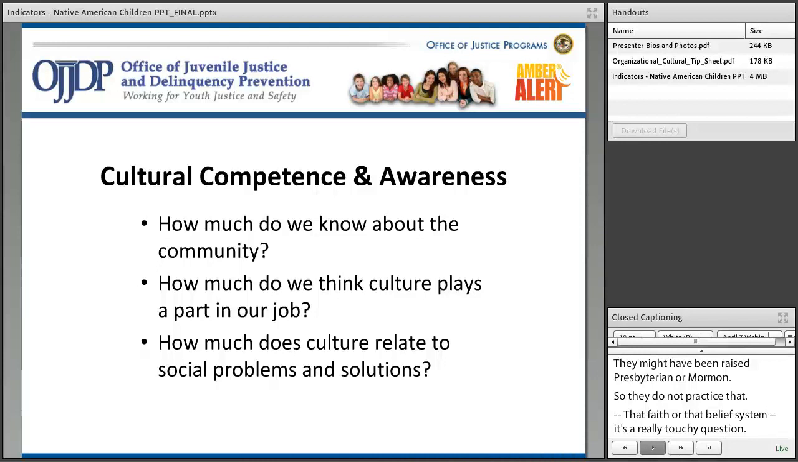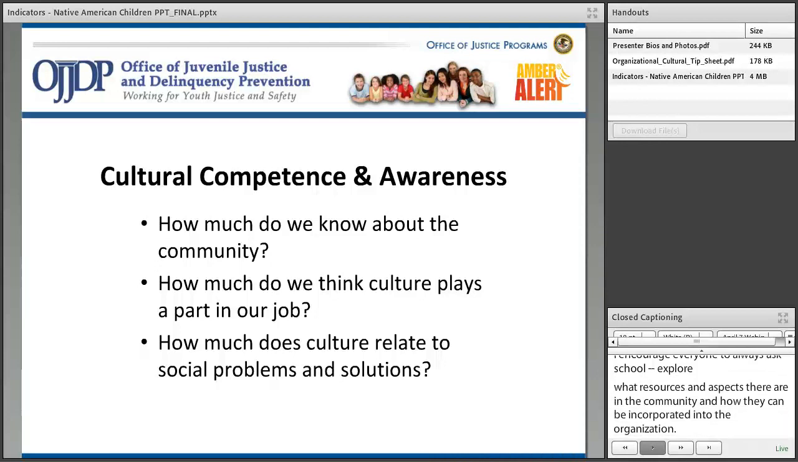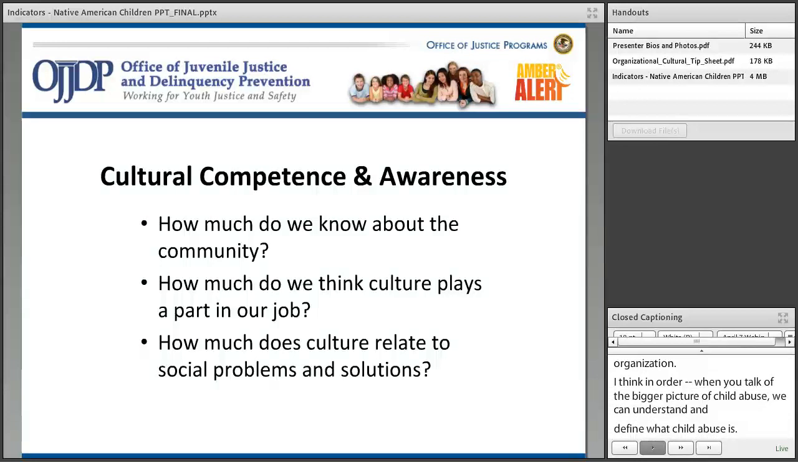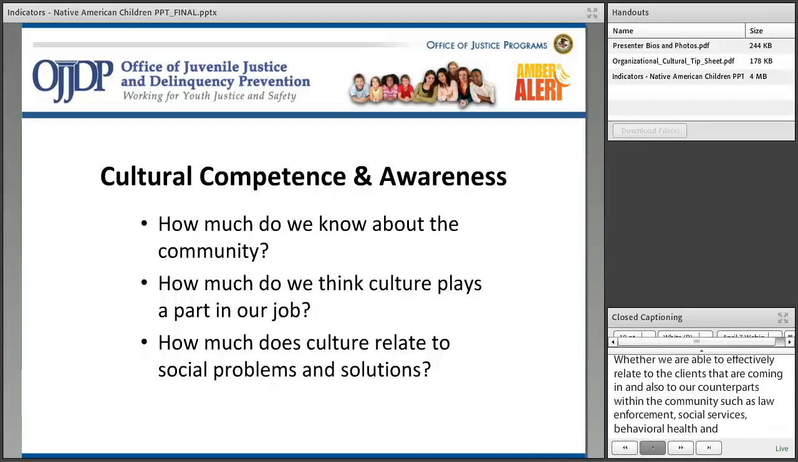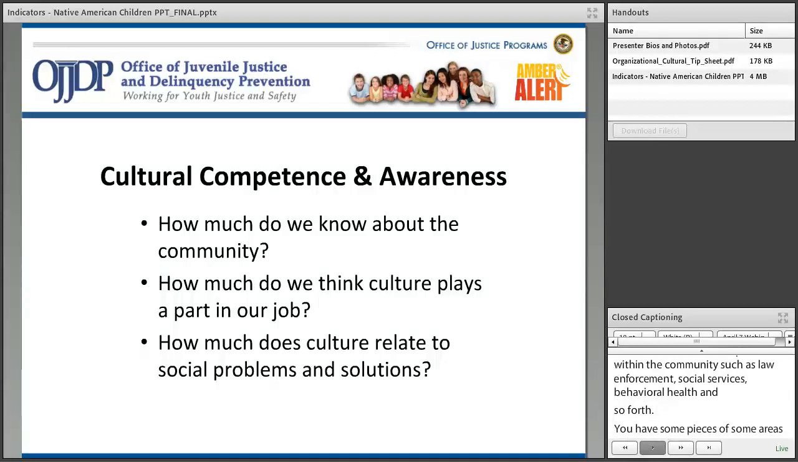Because I think that when you talk of the bigger picture of child abuse, we can understand and define what child abuse is, but everything that is the outcome of a child abuse incident is really going to depend on how we're organized, what our approach is, whether we're able to effectively relate to the clients that are coming in and also to our counterparts within the community, such as law enforcement, social services, behavioral health, and so forth. So on your tip sheet, you have some areas to consider in order for you to hopefully be more culturally competent.